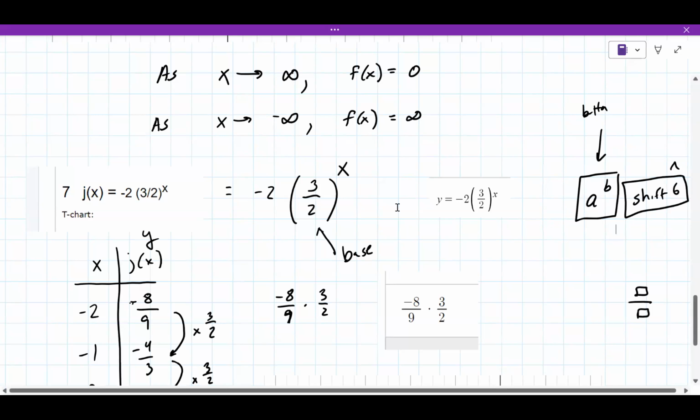This is annoying for me because I'm graphing it correctly. It's just that I'm not getting a curve. I'm not getting anything.